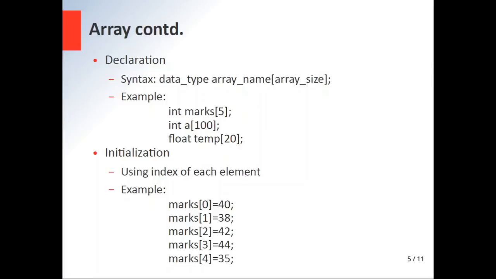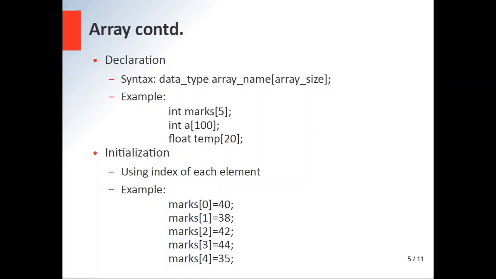So the examples are int marks[5]. So this declares an integer array of size 5. int a[100]. So this declares an integer array of size 100. float temp[20] declares a 20 element array called temp of type float.